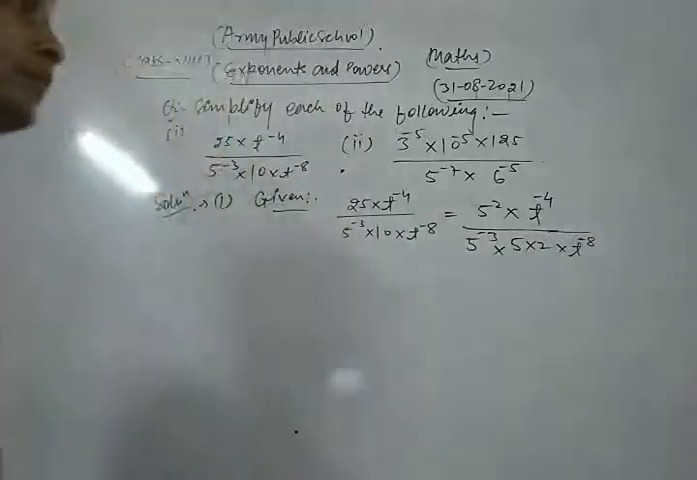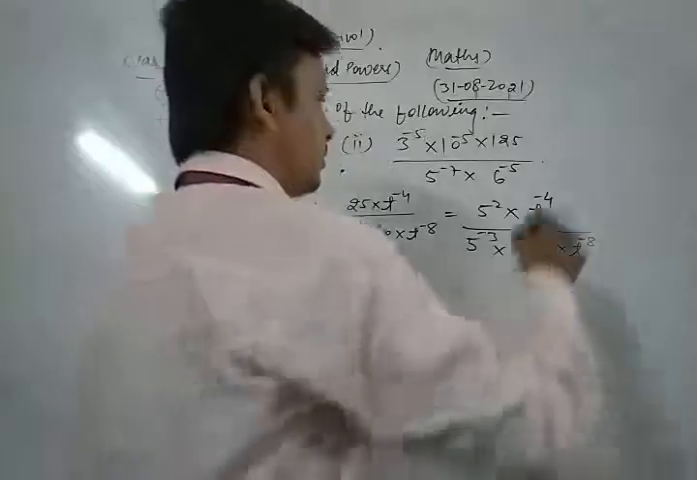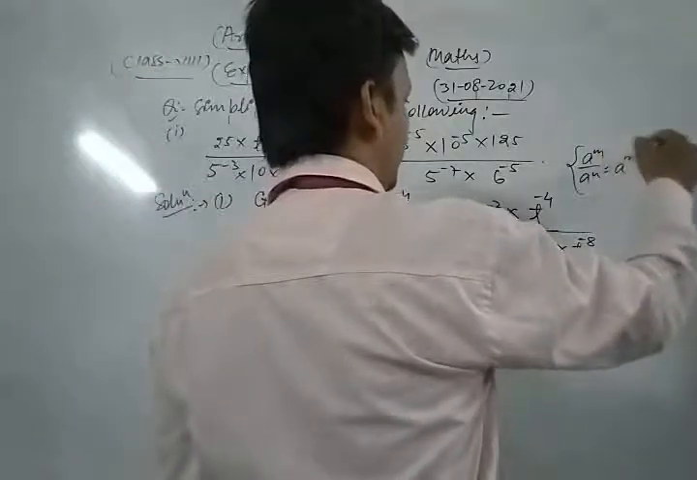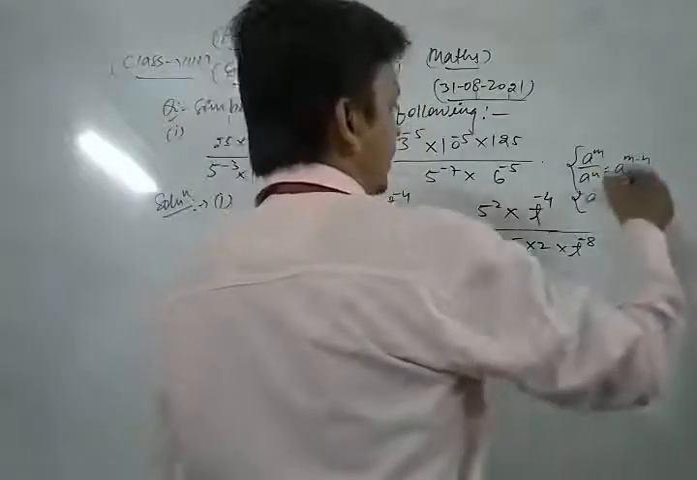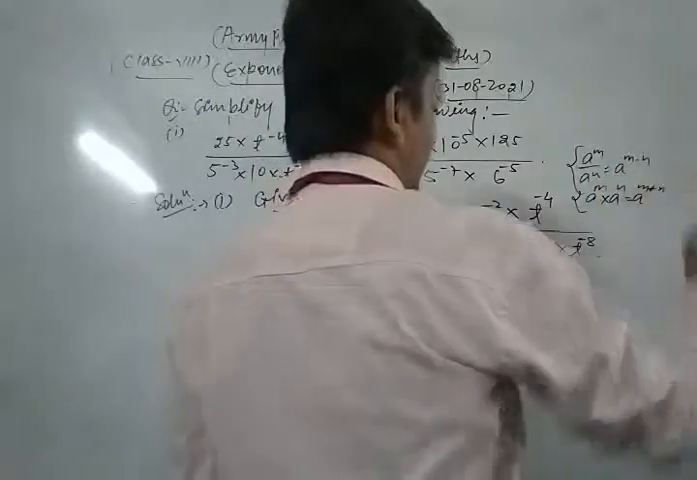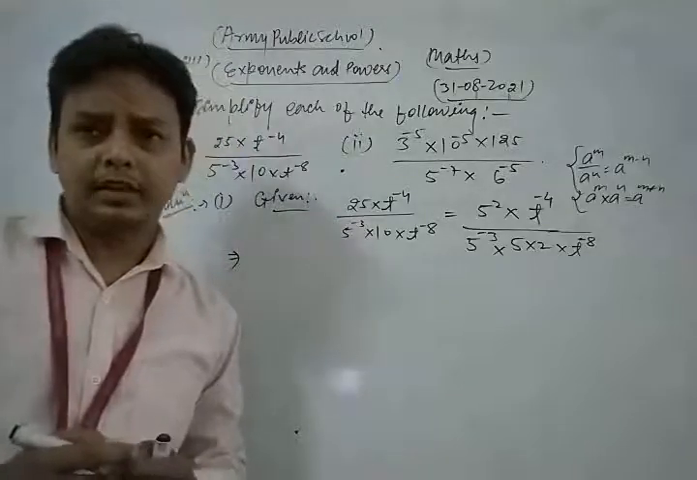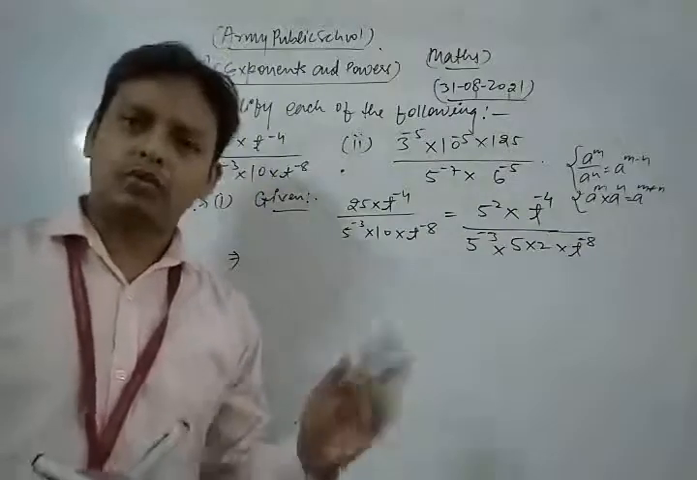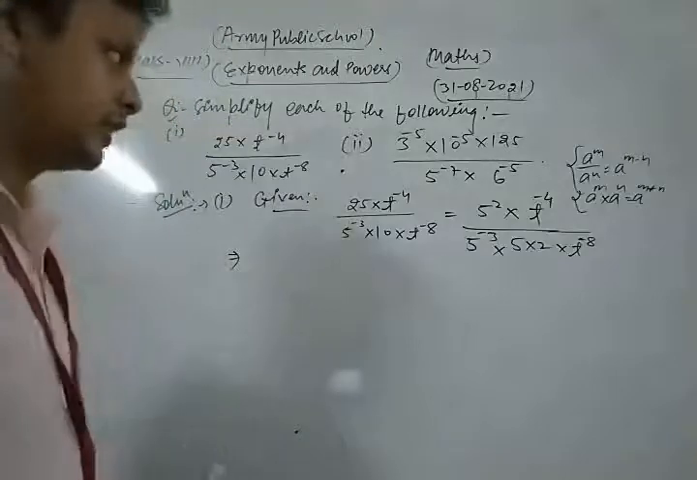Now here we use the concept that a to the power m upon a to the power n, then we can write a to the power m minus n. And we also have another very important concept: a to the power m into a to the power n, then we can write a to the power m plus n. So these are two very important laws of exponents. Here we use all these concepts for solving this question.